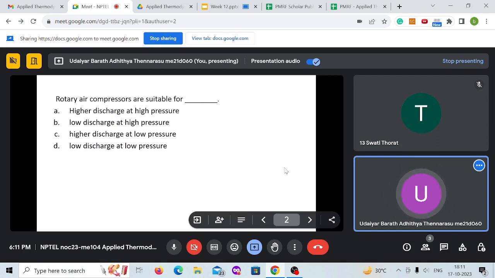Starting with the first question: rotary air compressors are suitable for dash. The options are higher discharge at higher pressure, low discharge at high pressure, higher discharge at low pressure, or low discharge at low pressure. It's just the discharge and pressure. The pressure is generally the pressure ratio. If it's a higher pressure ratio, then your exhaust pressure is basically more. Just now I told you, rotary air compressors are used when you have a larger volume. So it's option C, higher discharge and low pressure.